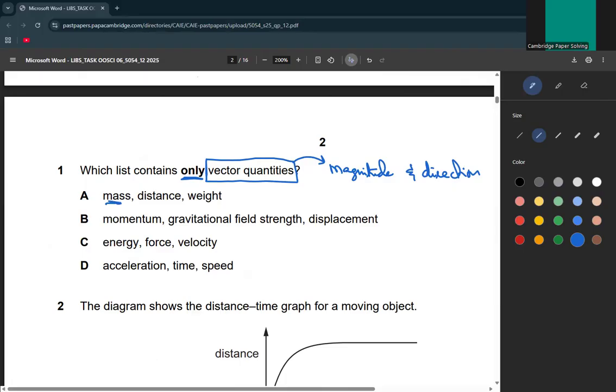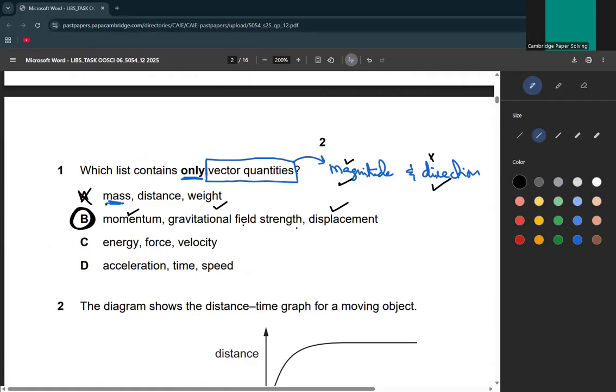First is mass. It does have a magnitude, but it does not have any direction. So this option is eliminated. Second is momentum. Okay, it does have a magnitude and a direction. Gravitational field strength also has a magnitude and a direction. Displacement also has a magnitude and direction. So this would be the correct option, Option B. But we can check the other options as well.